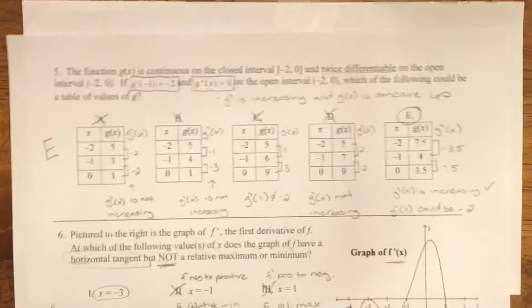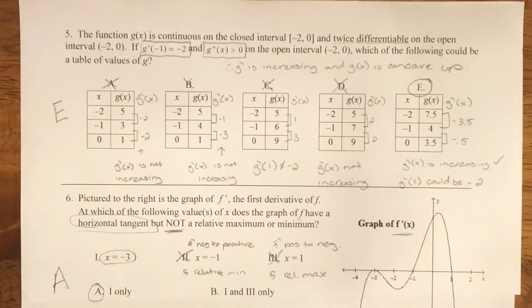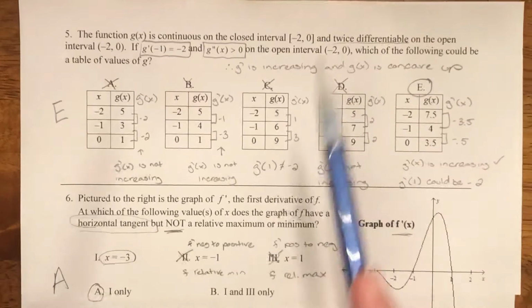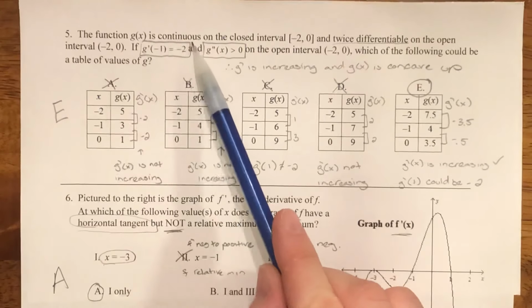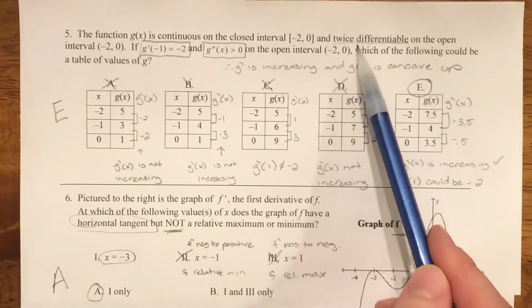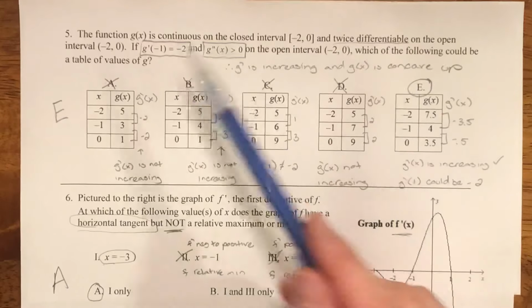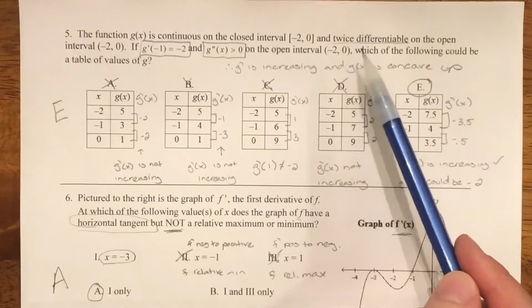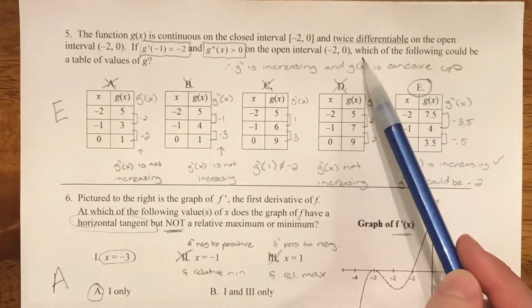Okay, number 5. There are always lots of questions on this one. So if you didn't get it, you're not alone. One of the things in here: g of x is continuous. That's nice. And twice differentiable. So even if it didn't say continuous, I would know because it is twice differentiable that it's also continuous.